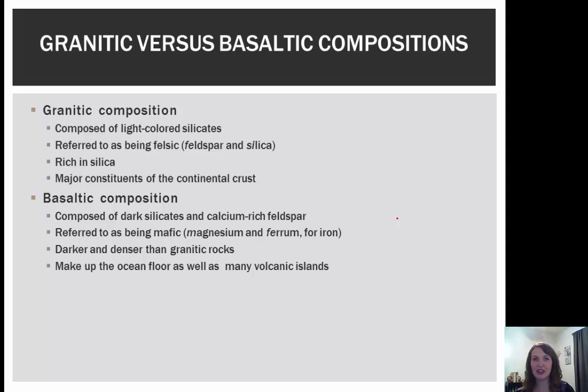Now, basaltic compositions are dark silicates and calcium-rich feldspars. It's referred to as being mafic because it has a lot of magnesium and iron. It's darker and denser than our granitic rocks, and it makes mostly our oceanic crust.